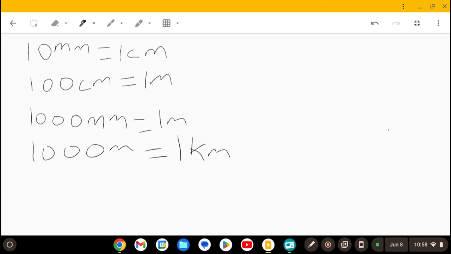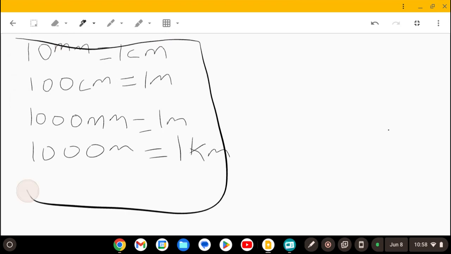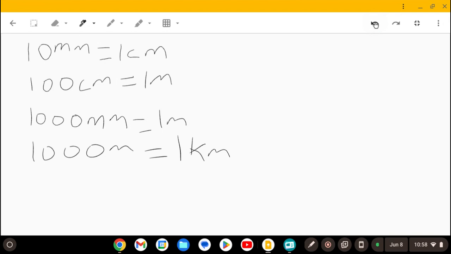So here we have some conversion units on the screen. So we have 10 millimeters makes a centimeter, 100 centimeters makes a meter, 1000 millimeters makes a meter, and 1000 meters makes a kilometer. So here are some important things you need to know.